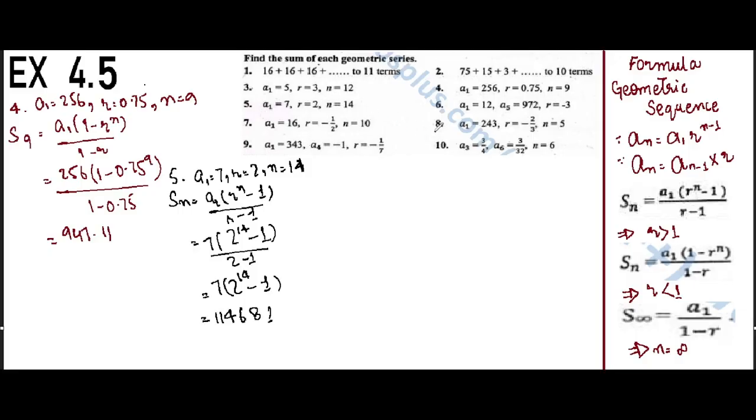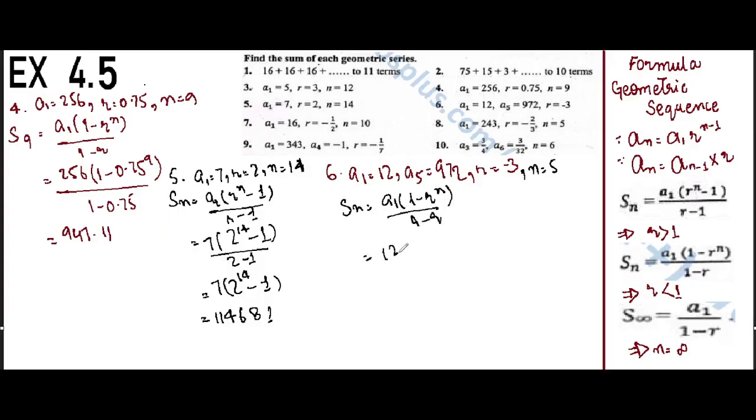Now let's solve question number 6, which is a1 equals 12, a5 equals 972, and r equals minus 3. Now we clearly know that n equals 5, so we are going to write it over here. n equals 5. Now r is less than 1, so we are going to use this formula. Sn equals a1 into 1 minus r raised to the power n whole divided by 1 minus r, which equals 12 into 1 minus r raised to the power n, minus 3 raised to the power 5, whole divided by 1 minus r, which is minus 3.